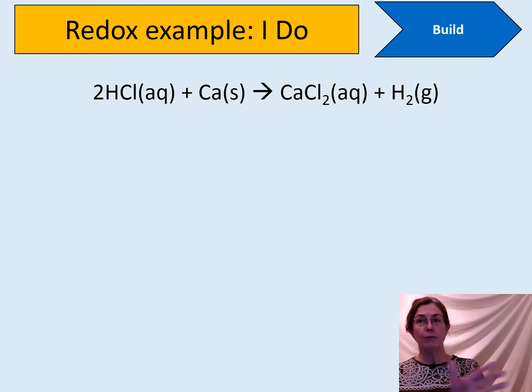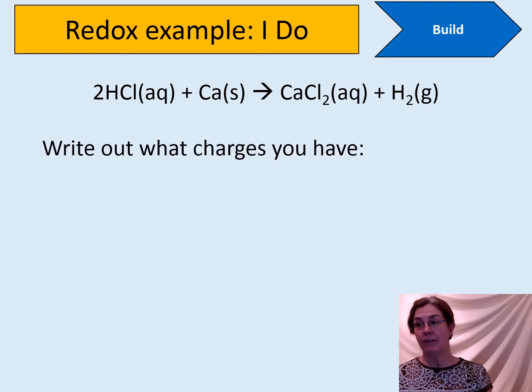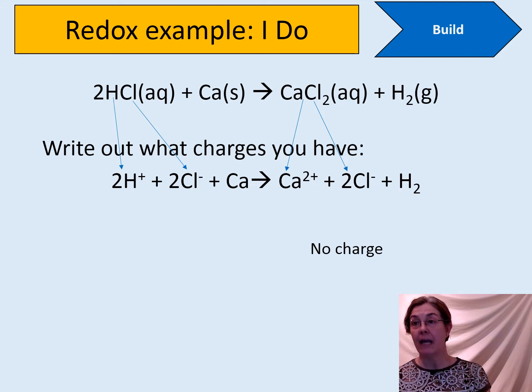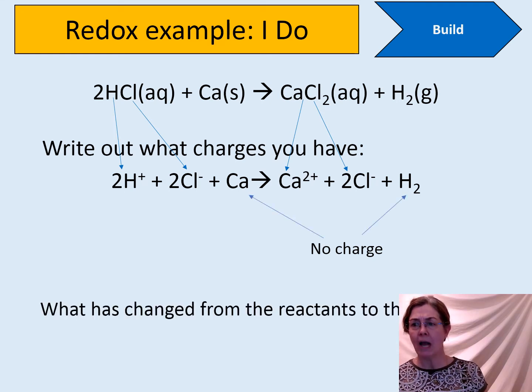So if we rewrite this equation with all of the ions and all of the elements in there, we can write the charges in. What we'll see is the hydrochloric acid becomes H+ and Cl-. The calcium chloride becomes Ca2+ and Cl-. So you can see that we've split up the ionic compounds and we're left with the elements, the calcium and the hydrogen elements. We have to ask ourselves what has changed from the reactants to the products.